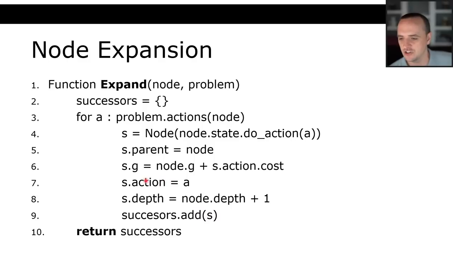So I actually should have had line 7 before line 6. I apologize for that. But it just says that the cost of the path to this node so far is equal to the cost of the path to the previous node plus the cost of the action that got us from the previous node to the current node, right?